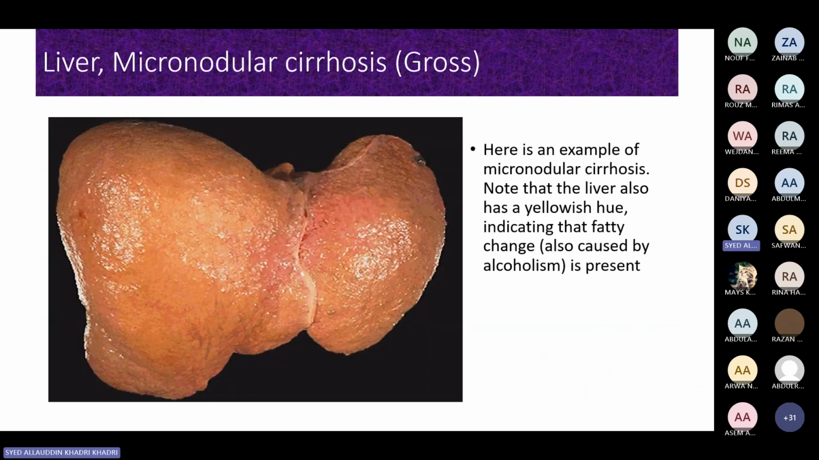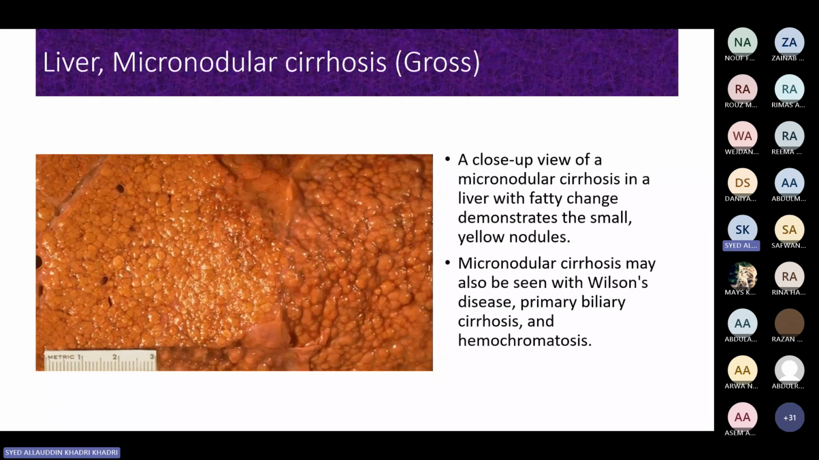This is an example of micronodular cirrhosis. You can see the greasy yellowish hue indicating the fatty change, also called fatty change of alcoholism, present over here. So these are very easy for the examination. If you look at a higher power close-up view of the micronodular cirrhosis, the liver with the fatty change demonstrates the small yellow nodules for you to examine.